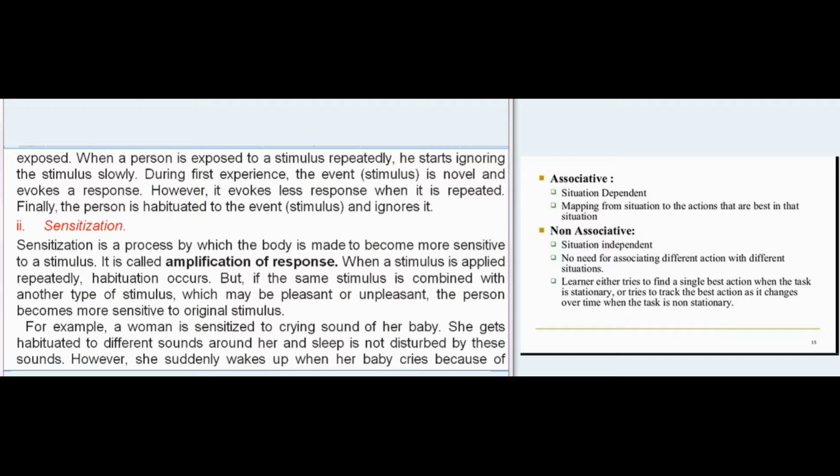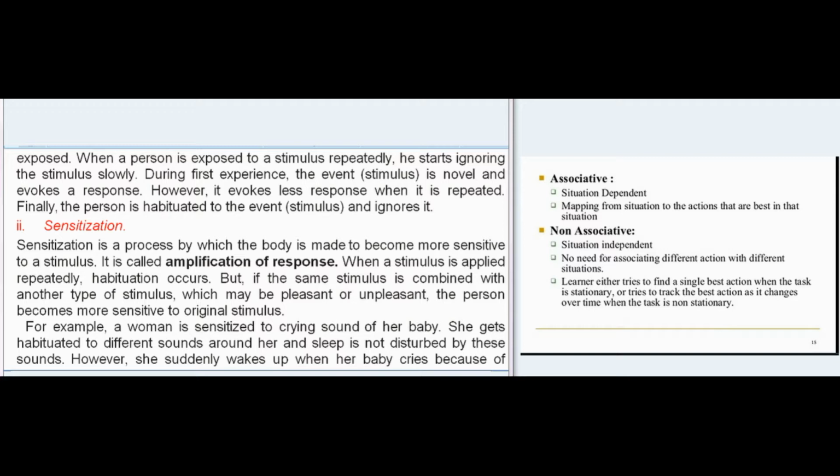Sensitization. Sensitization is a process by which the body is made to become more sensitive to a stimulus. It is called amplification of response. When a stimulus is applied repeatedly, habituation occurs. But if the same stimulus is combined with another type of stimulus, which may be pleasant or unpleasant, the person becomes more sensitive to the original stimulus.